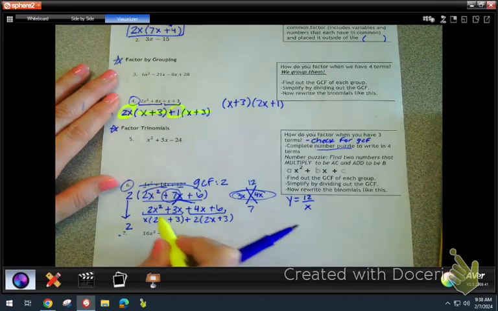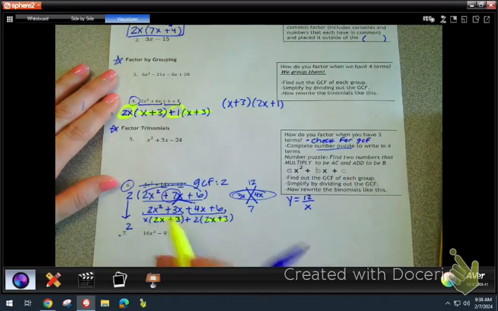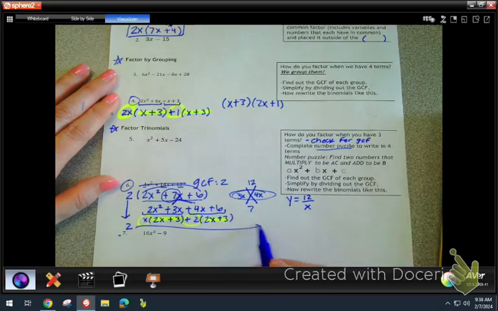Do they match? 2x squared plus 3x plus 4x. I'm going to write my final answer over here.